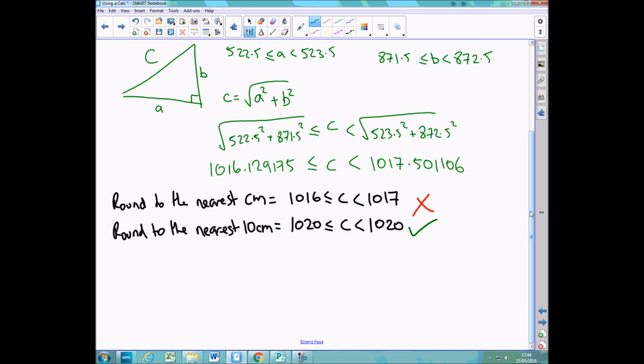So my answer here, rounded to the most suitable degree of accuracy, is going to be 1020 centimetres, which is also 10.2 metres, rounded to the nearest 10 centimetres. And again, if you're ever asked to describe why this is rounded to the correct value, you could just mention that it's the only level of rounding which gives us both the upper and lower bounds equaling each other.